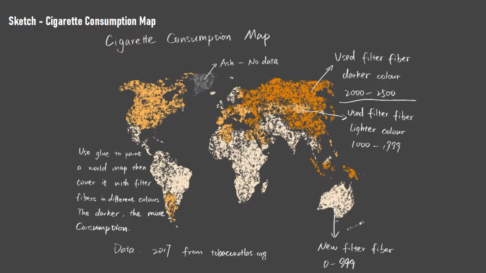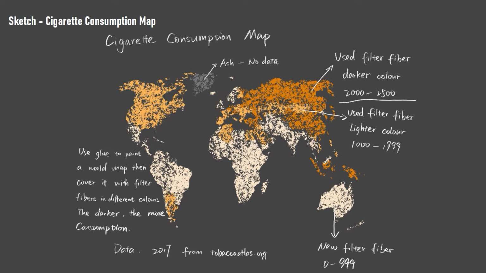These are sketches and the models I made in Assessment 1. First is a sketch of a cigarette consumption map made from used and new cigarette filters. The color of used cigarette filters is dark yellow or light yellow, depending on the percentage of tobacco tar in the filters. The more tobacco tar, the darker the color is. For the map, the more consumption of cigarettes, the darker the map is. So using filters in different colors can represent different cigarette consumption levels.